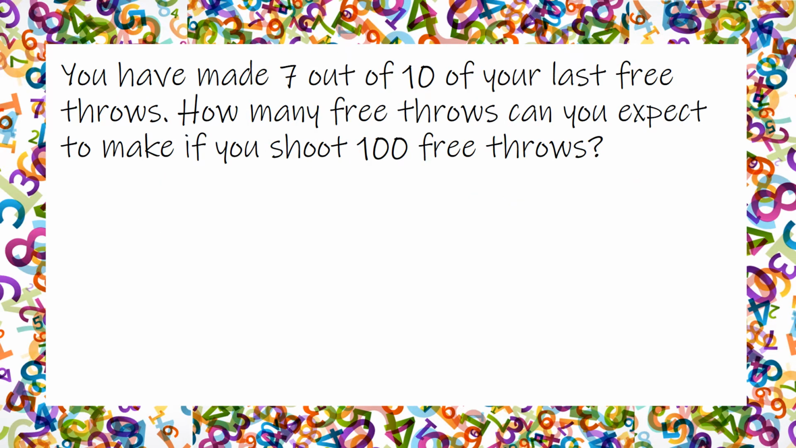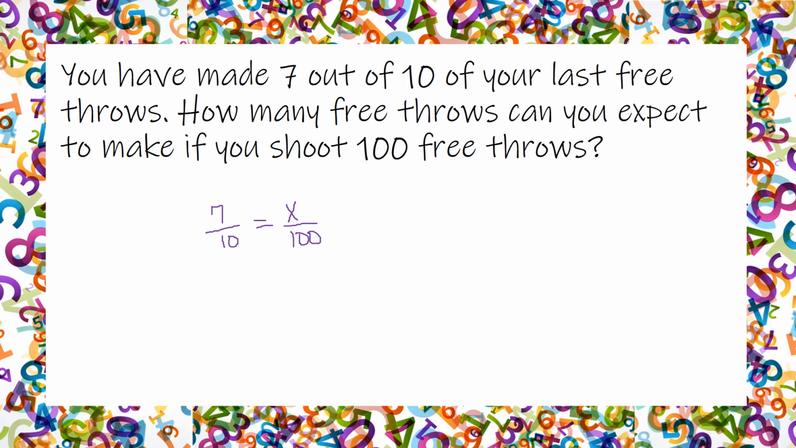You have made 7 out of 10 of your last free throws. How many free throws can you expect to make if you shoot 100 free throws? So you've got 7 out of 10, and you want to know how many that would be out of 100. Anytime I say out of, that's usually that division sign. So 7 out of 10 equals how many out of 100.